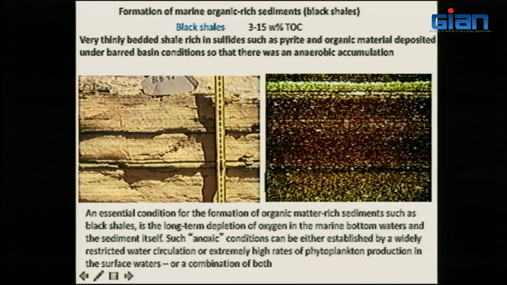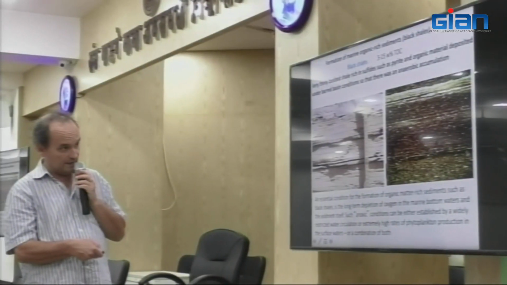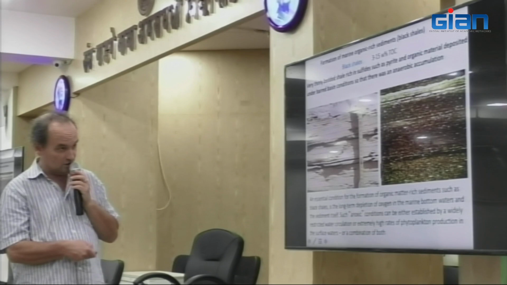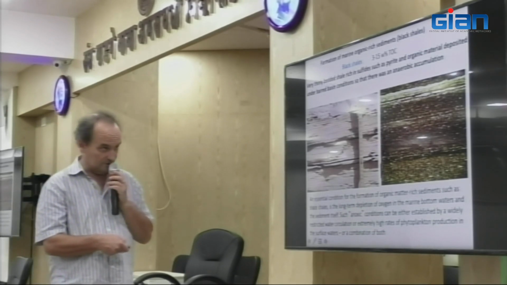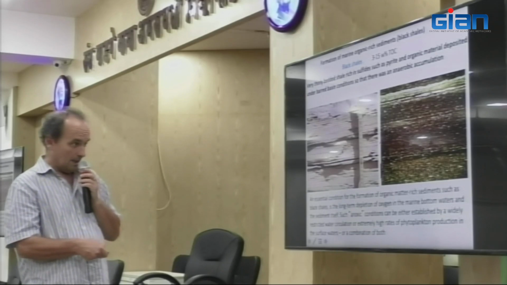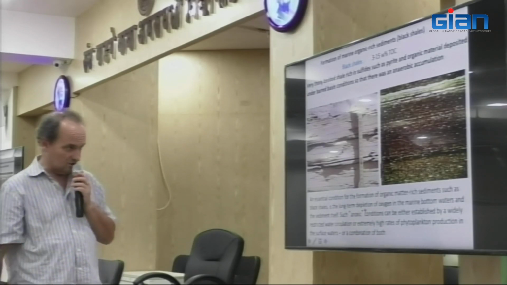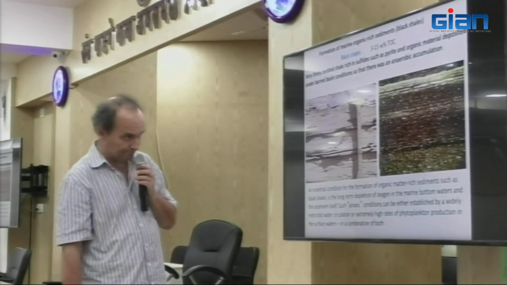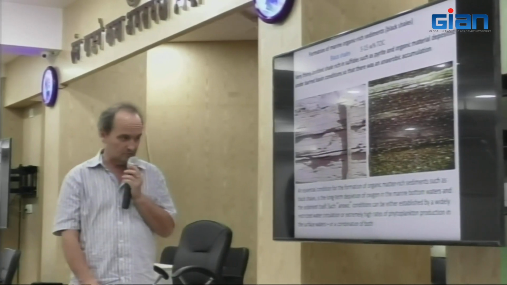This is a thin section on the microscope. You can see there is some layers which are very rich in organic matter, and some of them are a little bit enriched in planktic foraminifera. But you can see a very nice lamination, okay? So it means that it's some kind of anaerobic accumulation of sediments, enriched in organic matter. And the condition which is clearly essential for that would be the long-term depletion of oxygen in the marine bottom waters and in the sediments themselves.